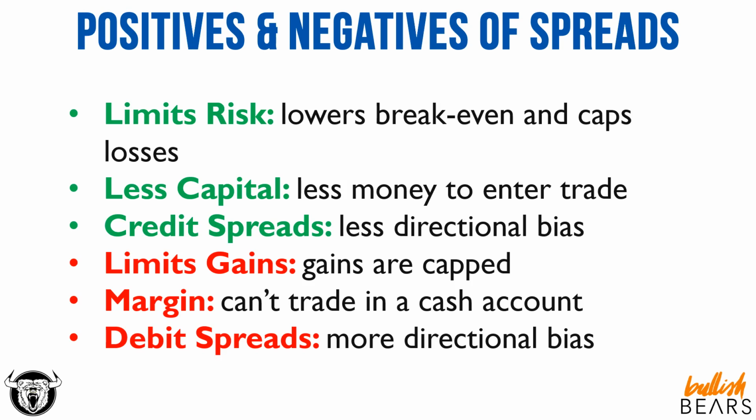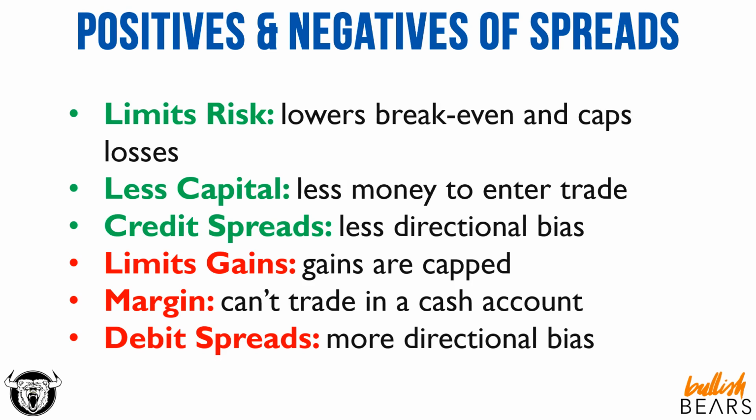Another negative is margin. It's not a bad thing. It's just you can't trade in a cash account, so you need margin, and obviously your broker requires more margin to enter into a spread trade. So if you have a smaller account, those margins on each trade can eat up a lot, or hold some of that money in your account, thus not enabling you to place as many trades. The bigger your account, the less margin affects you.